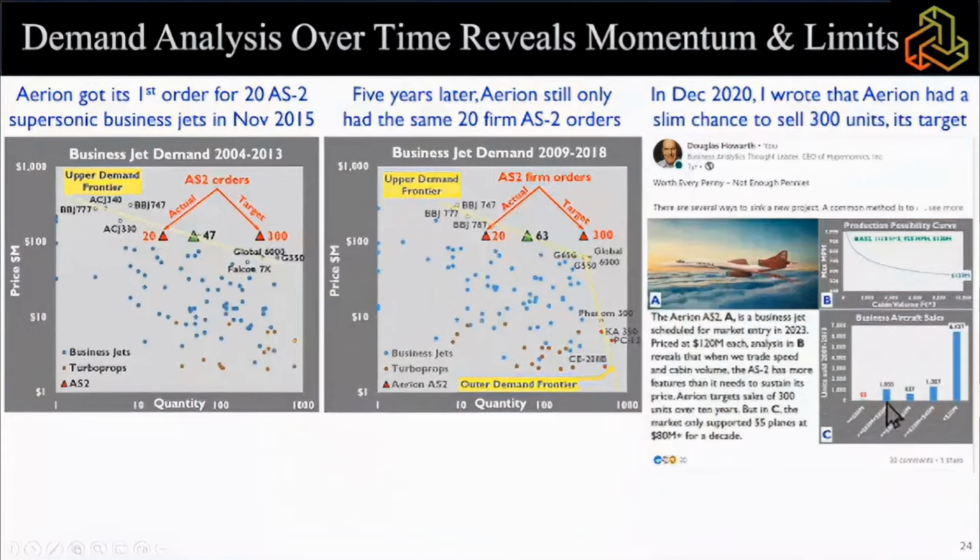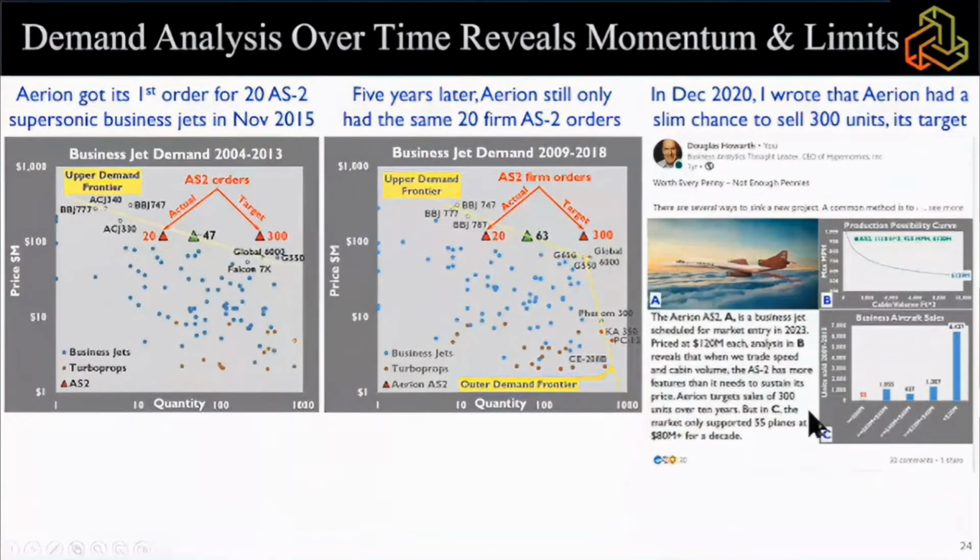In fact, another way you could get to it is you could look at how many units were sold by price over 10 years. And it turns out the market only supported 55 units greater than 80 million in the previous 10 years. And they wanted to sell 300 at 50% more. It's not going to happen.